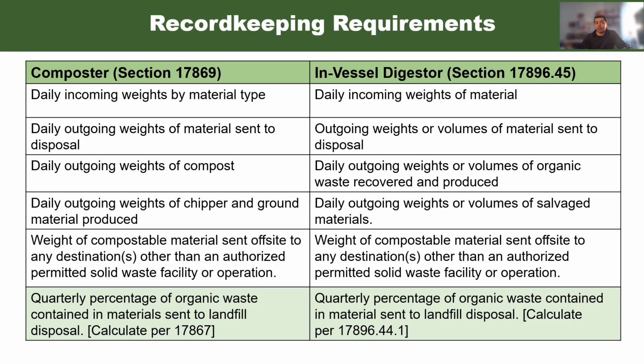So what we want to capture overall with these record keeping requirements is the daily incoming weights by material type, the daily outgoing weights of material sent to disposal, the daily outgoing weights of compost, the daily outgoing weights of chip and ground material produced, the weight of compostable material that's sent off-site to any destination other than a permitted solid waste facility or operation, and the quarterly percentage of organic waste that's in material sent for disposal. And that number right there is what's going to be calculated based on those measurements being performed.